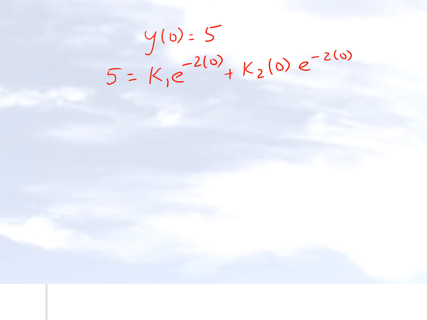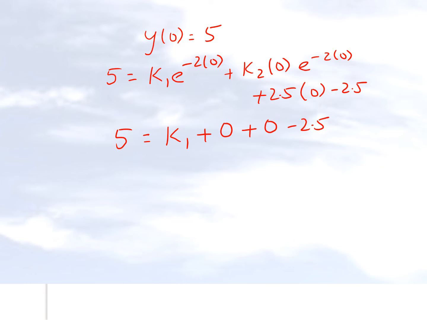So the initial condition here is y of 0 is equal to 5. So let's plug that in. We get 5 equal to K1 e to the power minus 2 times 0 plus K2 times 0 e to the power minus 2 times 0 plus 2.5 times 0 minus 2.5. That gives me K1 here, a 0 here, a 0 here, and minus 2.5, and that eventually gives me K1 is equal to 7.5. So I've at least found out what K1 is. So let's go and find out what K2 will be.